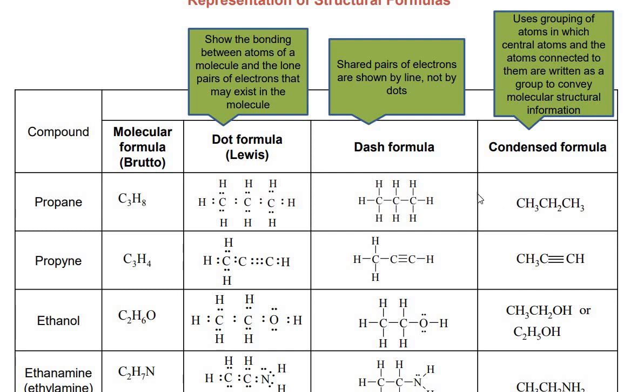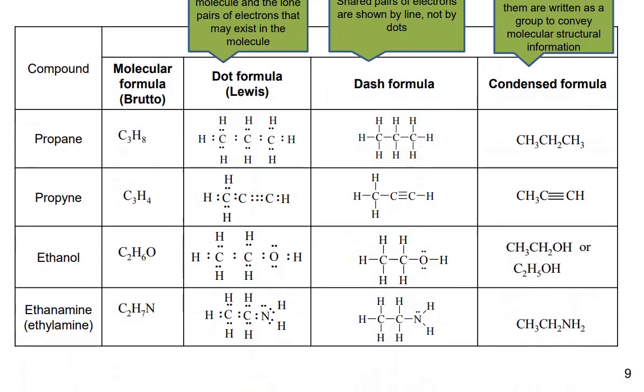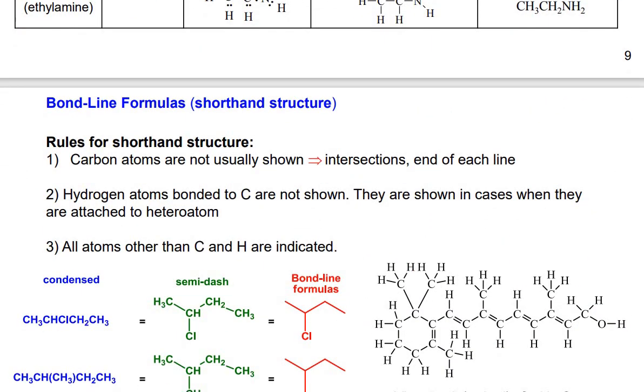You can see here, dash formula. Why dot? Because it is represented by dots. For dash, you can see that this bond is represented by the dash, and this is the condensed formula. There is no dash and dot. Then you can see here this is the condensed formula, and like that you can represent.